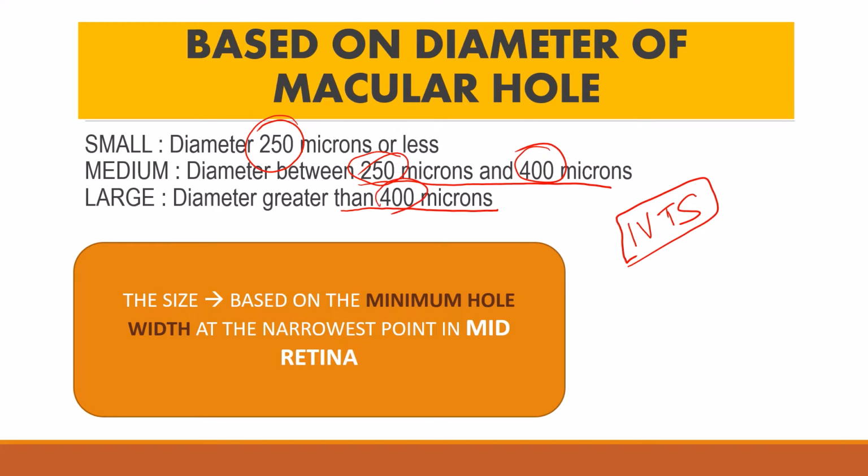These values are totally different from what was given by the GASS, the main scientist involved in the study of macular holes, which we shall be discussing in a while. Now, how do you actually measure the size of the macular hole?